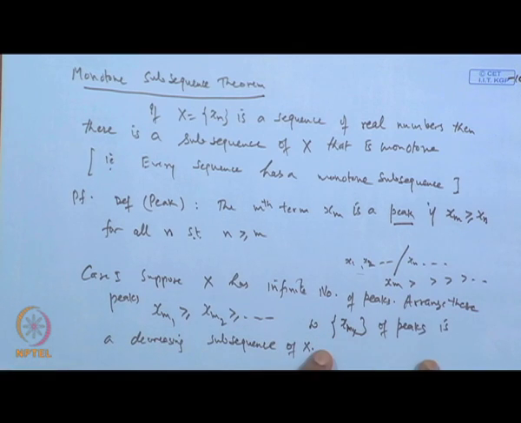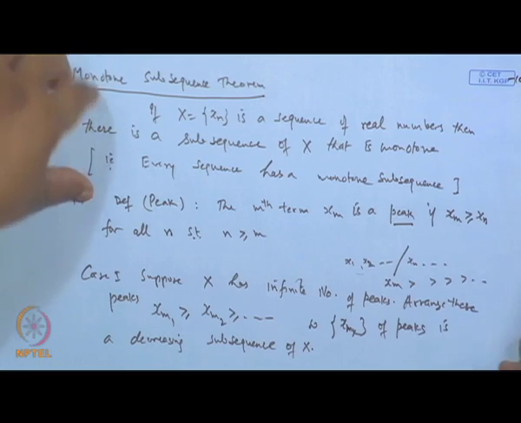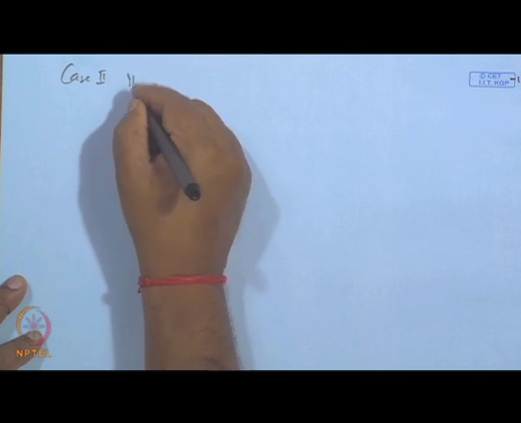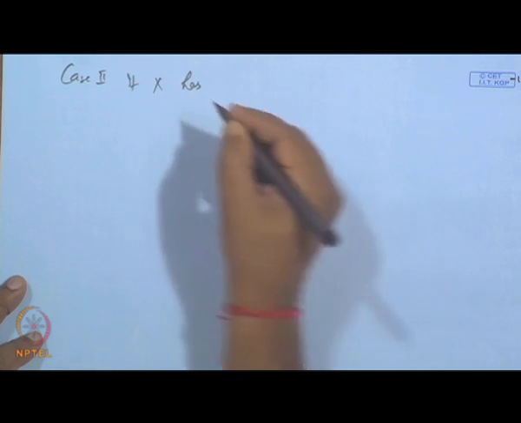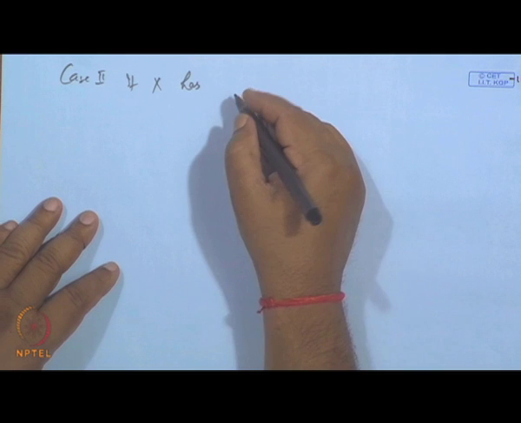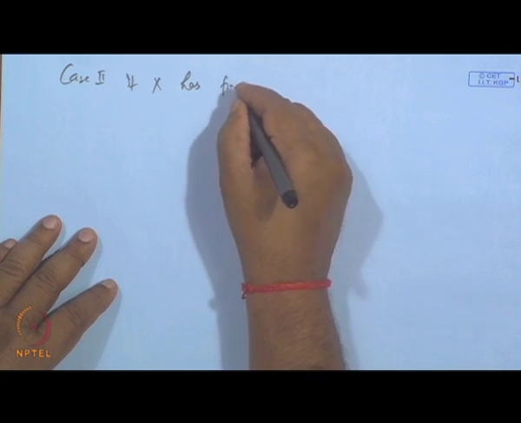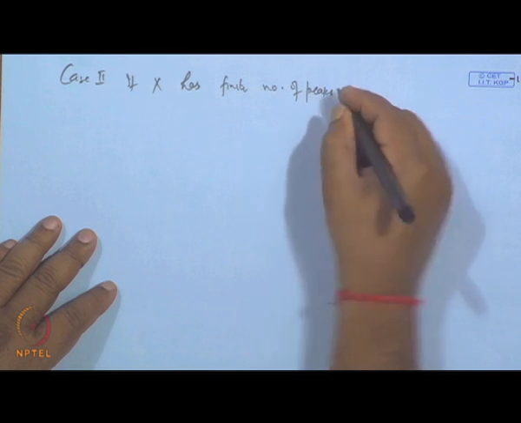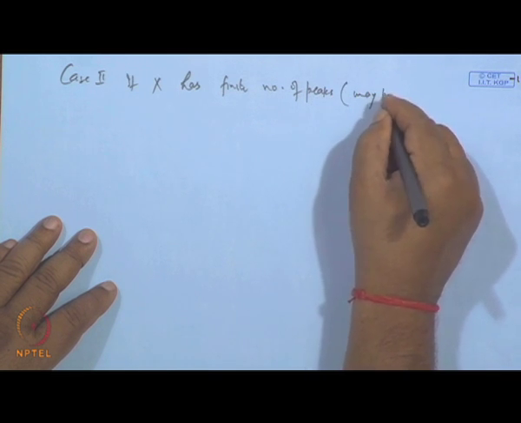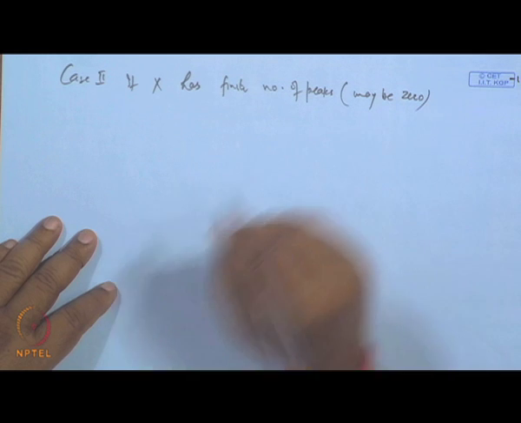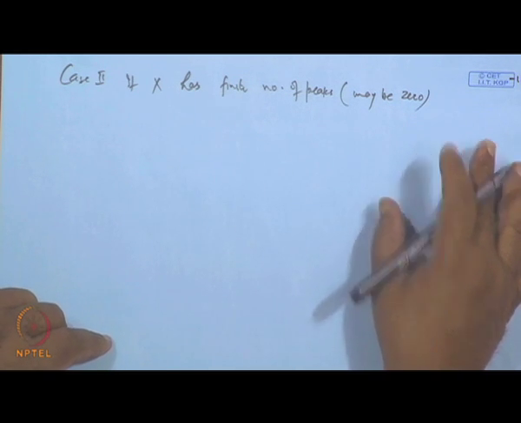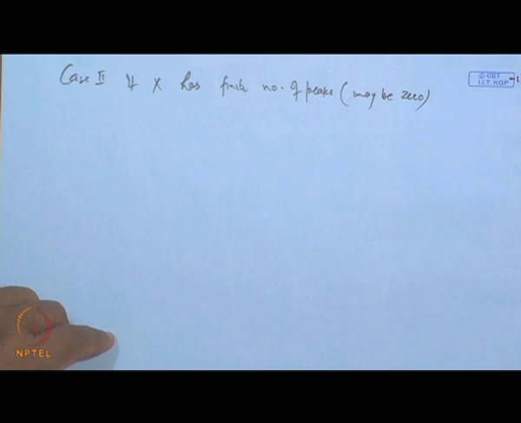So, you will get a monotonic decreasing sequence for that. Now, if x has a finite number of peaks, maybe 0 also, no peak, this is also possible. So, if the finite number is r, let these peaks be listed in increasing order.